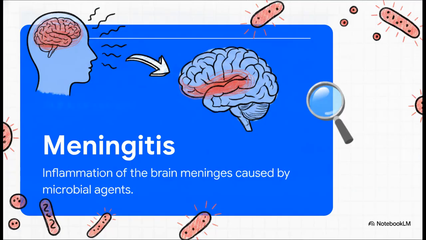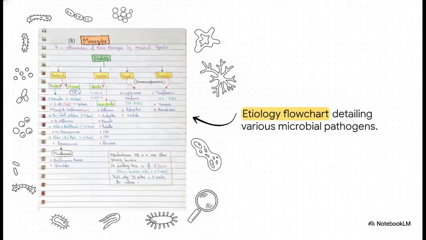Now, the crucial thing to remember here is the definition itself. Meningitis isn't just some general brain infection. It's an inflammatory response that is strictly localized to the brain's meninges, those protective layers surrounding your central nervous system, and it's specifically driven by an invading microbial agent. And when we look at the culprits, the etiology is neatly broken down into bacterial, viral, fungal, and parasitic branches.